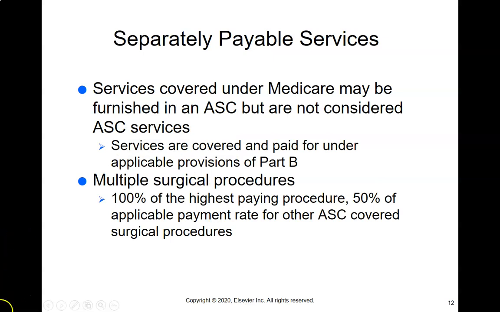Separately payable services. In determining the ranking of procedures for the assignment of the multiple procedure reduction, payment is based on the lower of the billed charges or the ASC payment amount. Services covered under Medicare may be furnished in an ASC, but are not considered ASC services. Services are covered and paid for under the applicable provisions of Medicare Part B. Multiple surgical procedures: 100% of the highest paying procedure, 50% of the applicable payment rate for other ASC covered surgical procedures.